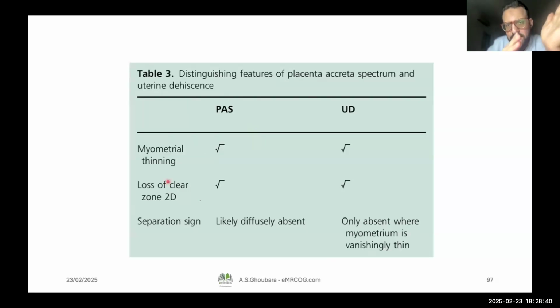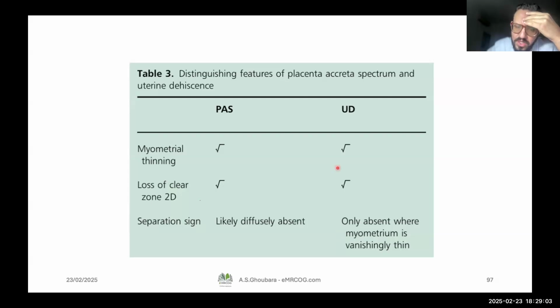Because the clear zone is a zone between the placenta and the myometrium. But in uterine dehiscence, there is no myometrium. It's less than 1 millimeter. So that's why we can't see the clear zone. Separation sign is likely to be absent. Also, it can be absent in uterine dehiscence if the myometrium is vanishingly thin.